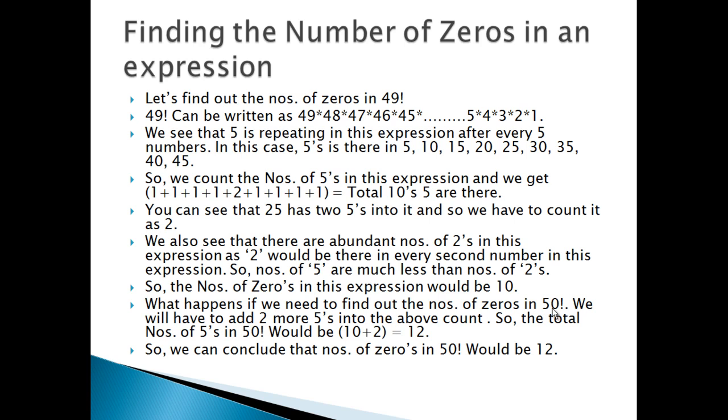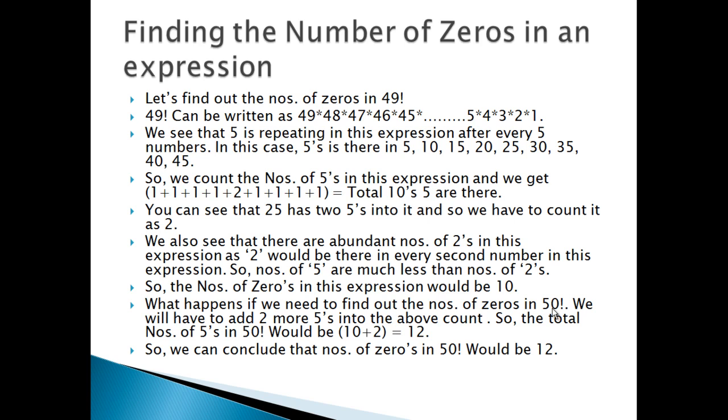So the total count of 5 goes up from 10 to 12 because there is an additional number, which is 50, in this whole multiplication. So we can conclude that the number of zeros in factorial 50 would be 12.